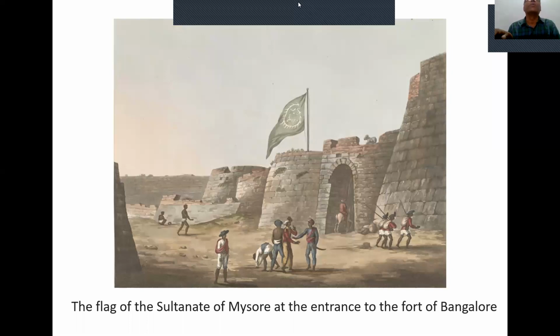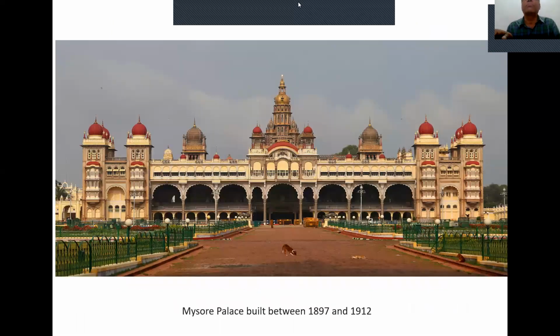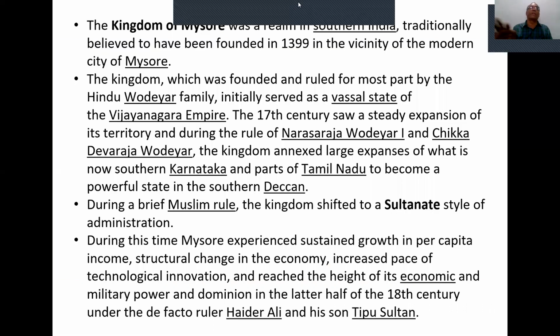Okay, so here I'm showing you Mysore Palace, which was built between 1897 and 1912. This is a beautiful palace. You can see it as it is. And now we will go into the details of the Kingdom of Mysore.